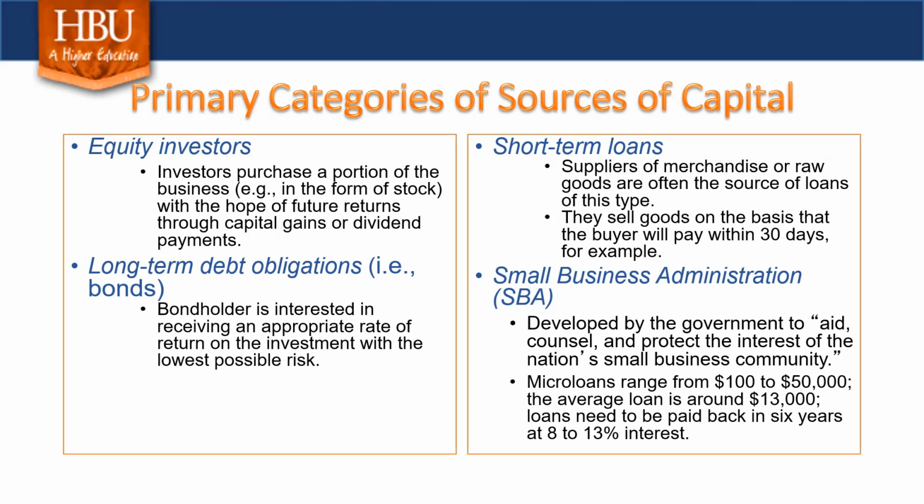Short-term loans can also be a way to source capital. They typically are used for suppliers of merchandise or raw goods that are used, and they're typically within 30 days is when the business will pay, or the buyer will pay. Very short term. Also, the government has developed what is the Small Business Administration. These are used to aid, counsel, and protect the interests of the nation's small business community. And in doing this, they offer loans, to be paid back in 6 years at an 8 to 13% interest.